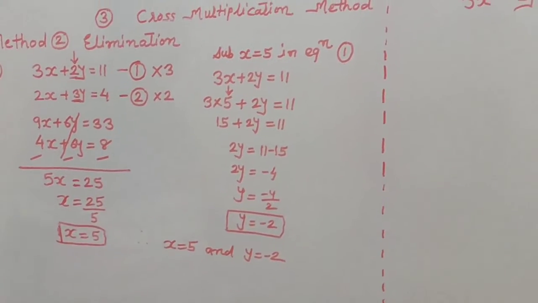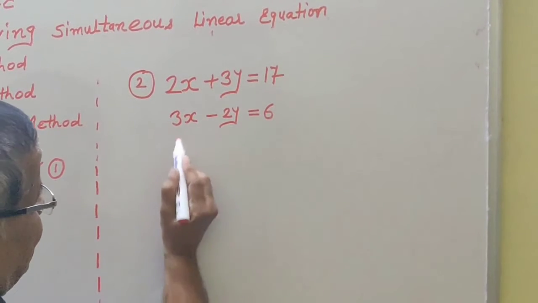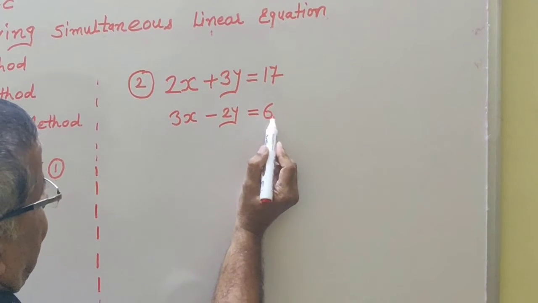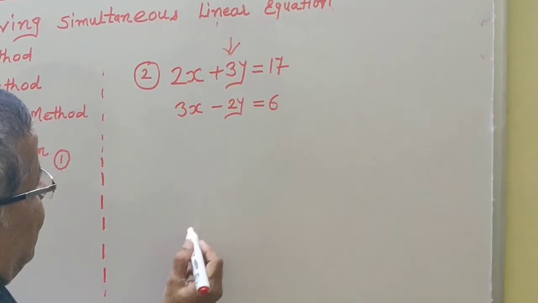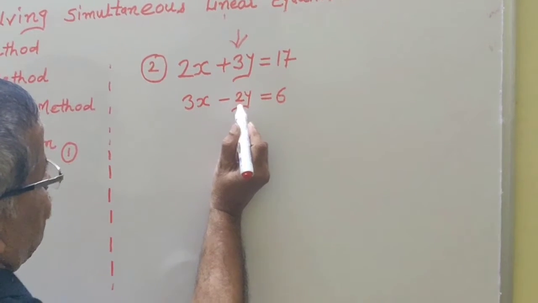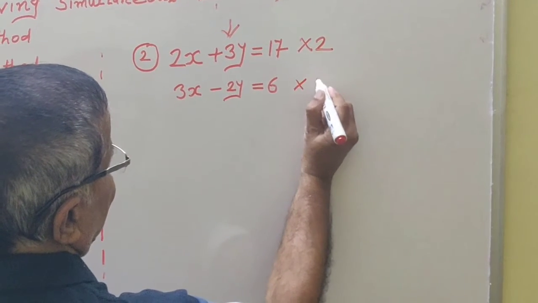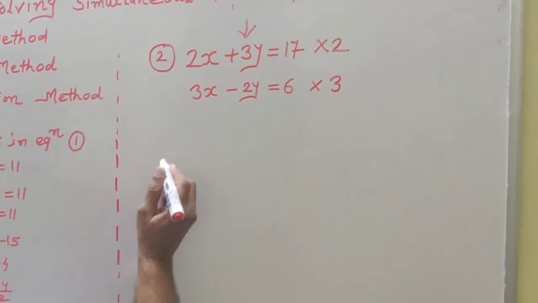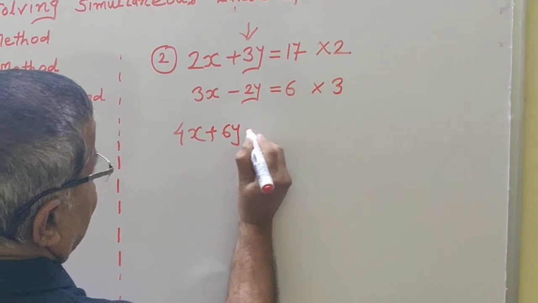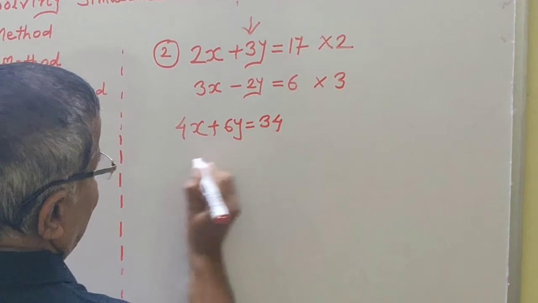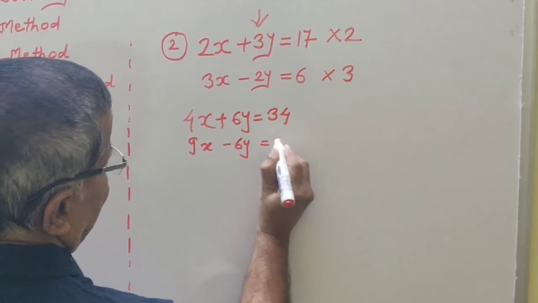Now we are going to solve another problem, which is given as 2x plus 3y is equal to 17 and 3x minus 2y is equal to 6. Here the coefficient of y is 3 in the first equation and 2 in the second. So I will cross multiply: the first equation by 2 and the second equation by 3. What I will get: 2 times 2 is 4x plus 6y is equal to 34. The second equation will be 9x minus 6y is equal to 18.